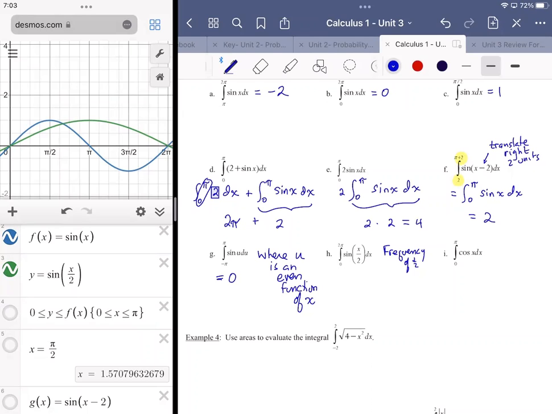So over the interval of 0 to 2 pi, I'm getting really this arch just expanded to be double width. So this would be equivalent to twice the area over the interval of 0 to pi of sine x dx, which is going to be 2 times 2, which is going to be 4.